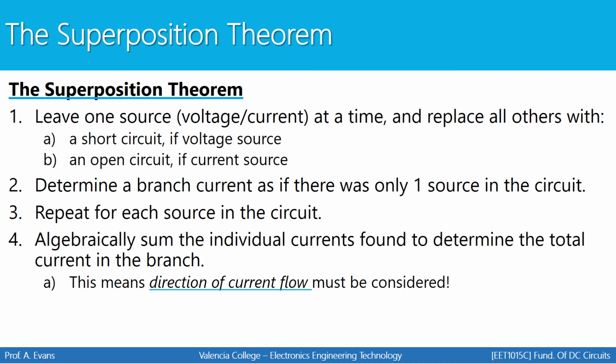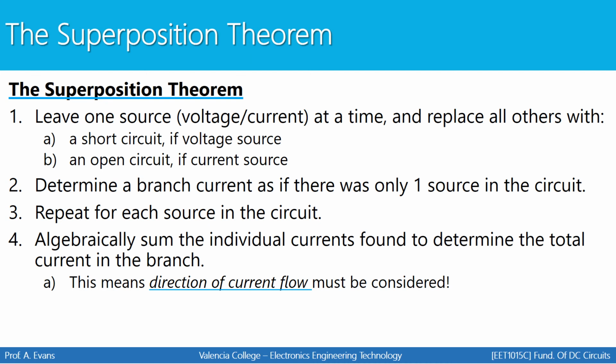Then you're going to repeat this by replacing a different voltage source or current source with open circuits or short circuits depending on the source. And you're going to repeat this process for each source in the circuit. When you're done, you're going to algebraically sum the individual currents that you found to determine the total current in the branch. This means that the direction of current flow must be considered. We're doing an algebraic sum. Anytime you have to do an algebraic sum, you must consider polarity or direction of current flow. So that's going to be very important as we learn how to apply the superposition theorem.